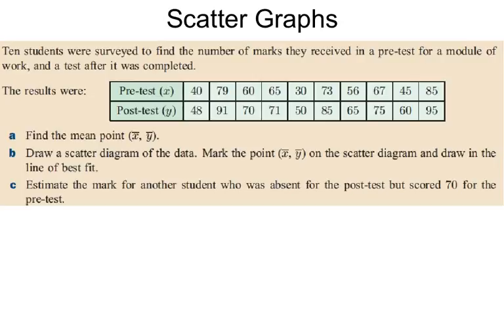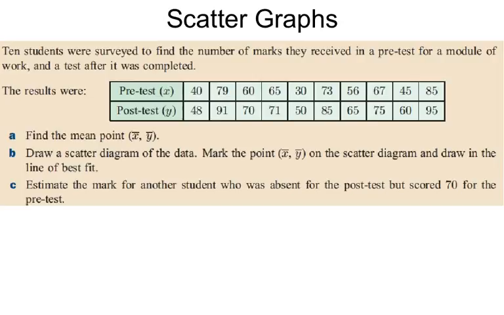Here we have a question where we're told that 10 students were surveyed to find the number of marks they received in a pre-test and a post-test for a module. We're given the results and we're asked to find the mean point, draw a scatter diagram of the data, mark the point x bar, y bar, which is the mean point, on the scatter diagram, and draw in the line of best fit, and then use the line to estimate the mark for another student who missed the post-test but scored 70 in the pre-test.